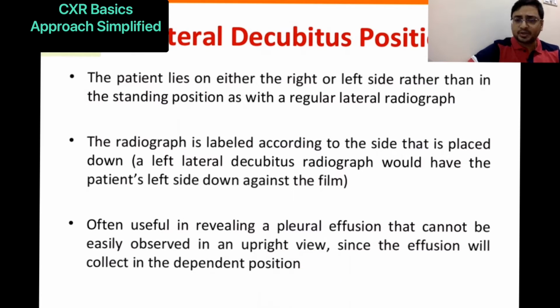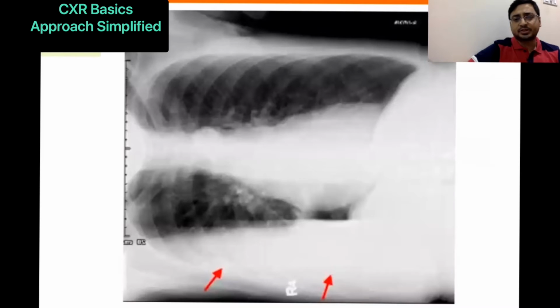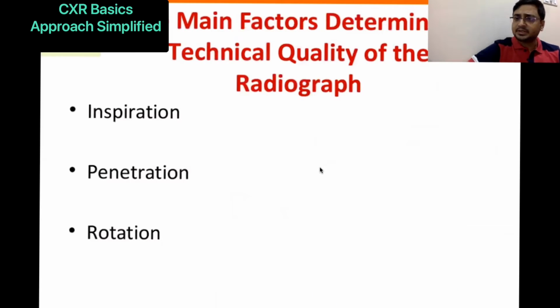So it is often useful in revealing a pleural effusion that cannot be easily observed in an upright view, since the effusion will collect in the dependent location. That is the favorite question in the examinations also. Which view is the most important for looking into the pleural effusion? So this is how it looks. You can see easily in the dependent position the effusion. So these are some of the most important views in cases of chest X-ray.